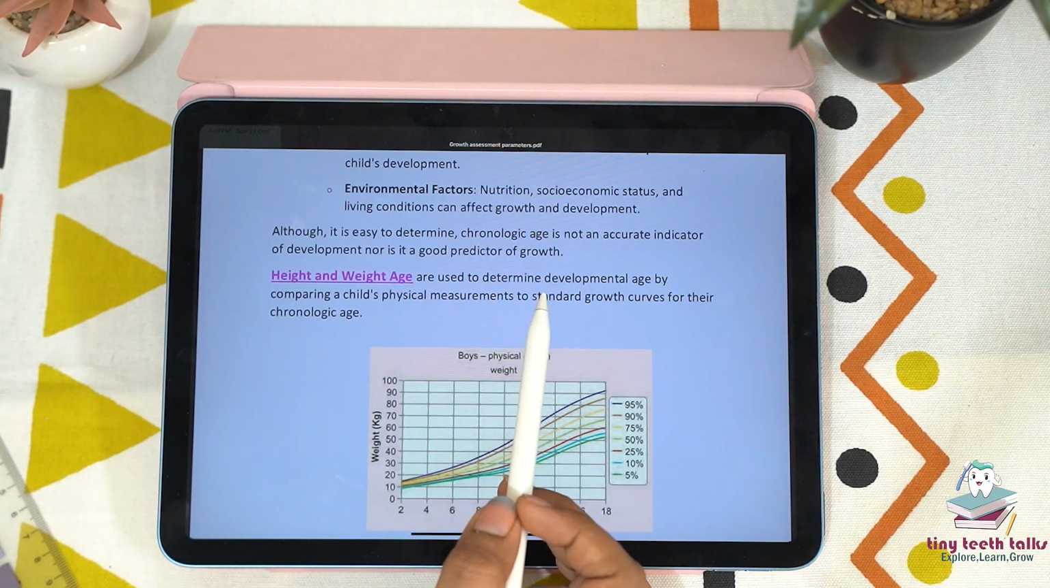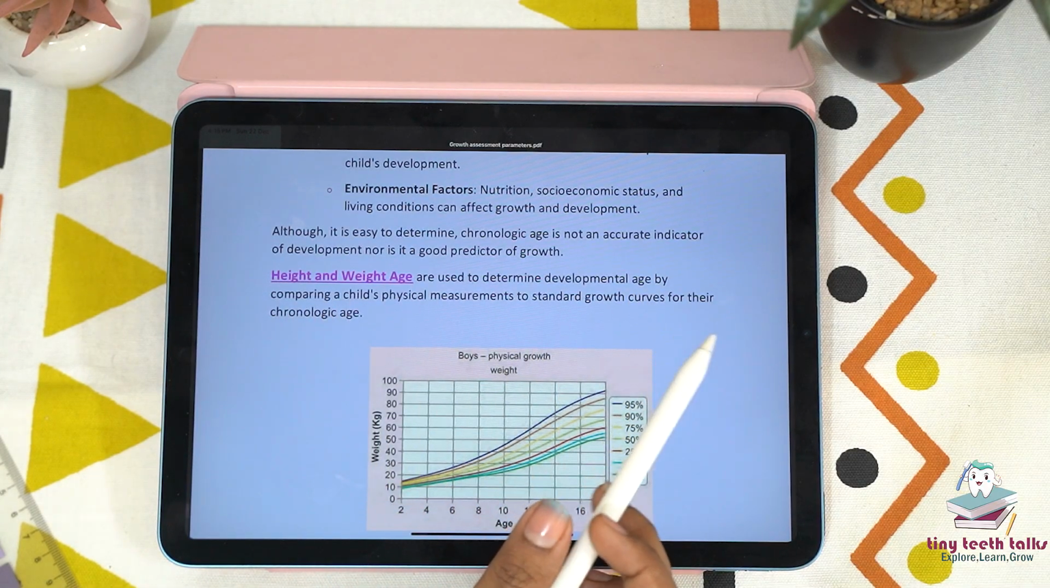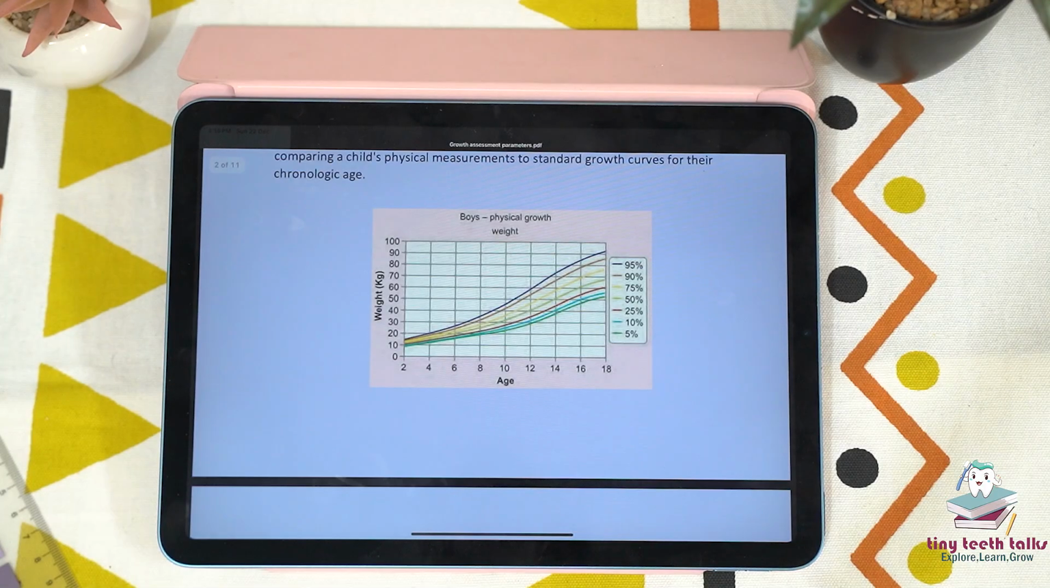Height and weight age are used to determine developmental age by comparing a child's physical measurement to standard growth curves for their chronologic age. Height and weight age are used to see how a child's growth compares to other kids of the same age. We look at their height and weight and compare this measurement to standard growth charts, and these help us understand if the child is growing as expected for their actual age. So this chart measures a child's weight and compares it to a standard growth chart for weight. By comparing the child's weight to this standard, we can check if the child is at a healthy weight for their age.